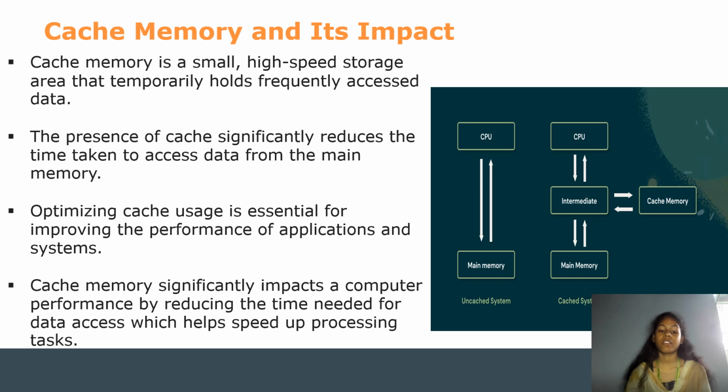Optimizing cache usage is essential for improving the performance of applications and systems. Cache memory significantly impacts a computer's performance by reducing the time needed for data access, which helps speed up processing tasks. And here we can see where the cache memory is present.